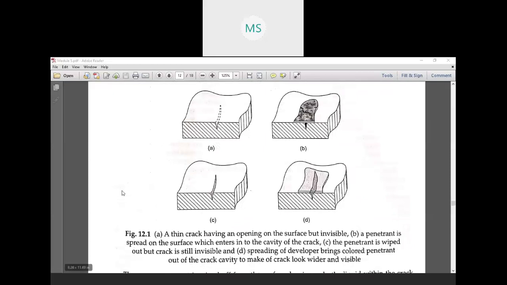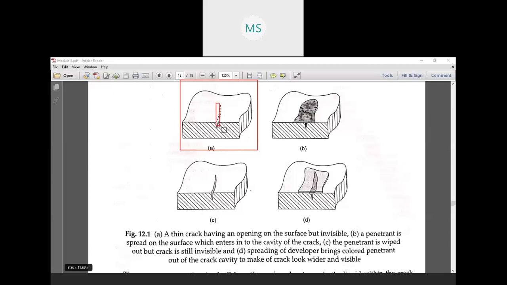Suppose we start with these four diagrams that will make the liquid penetration method clear. We have taken one specimen something like this. This is a thin crack having an opening on the surface but invisible.